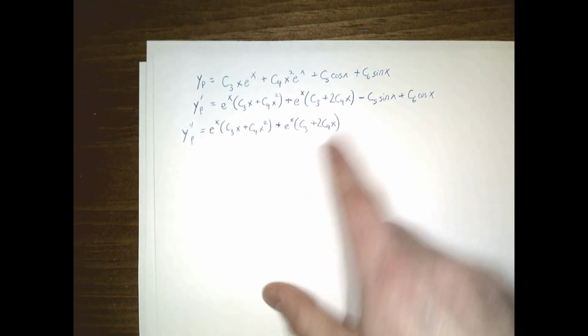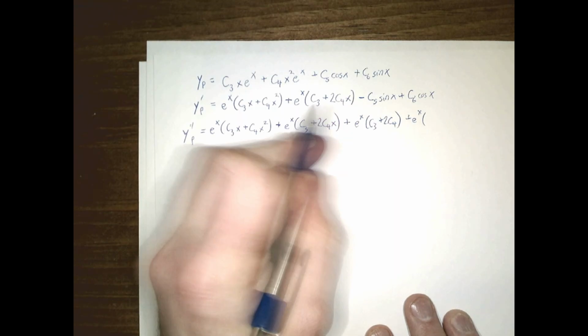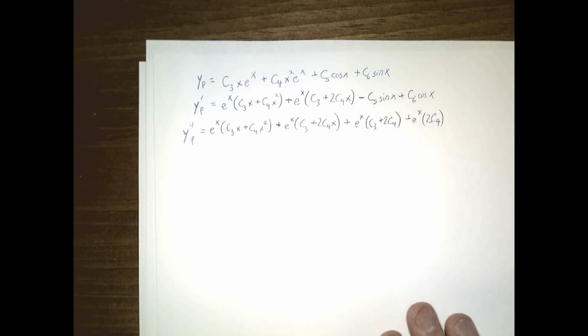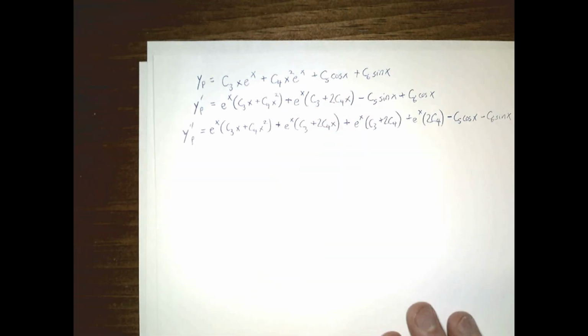Now I'm going to apply the product rule on the second term here and get e to the x C3 plus 2C4, plus e to the x times the derivative here. The constant goes away. I'm left with just 2C4. And then I should just get my sines and cosines back the way they were, but with the signs flipped. So minus C5 cosine x minus C6 sine x.